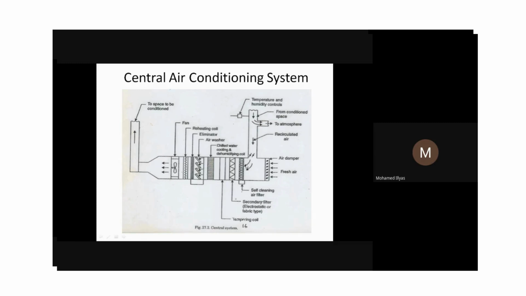So most of the dust particles will be collected here. And then we have another filter here. We call it a secondary filter. It may be electrostatic type or fabric type. It will be finer than the previous one, so we ensure that very fine particles can also be filtered here.